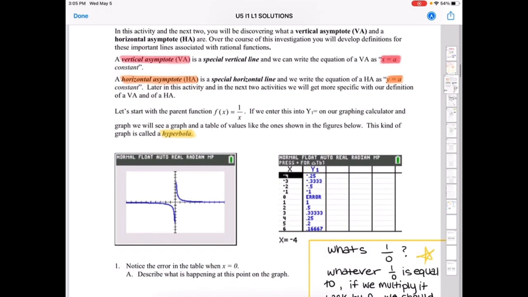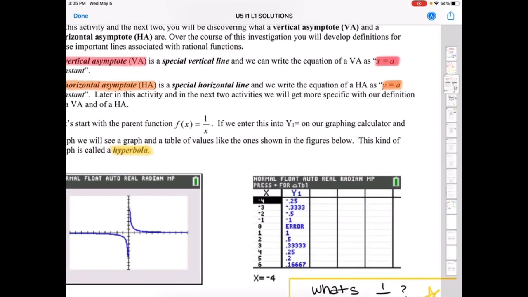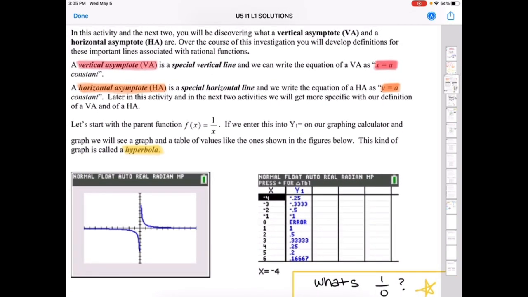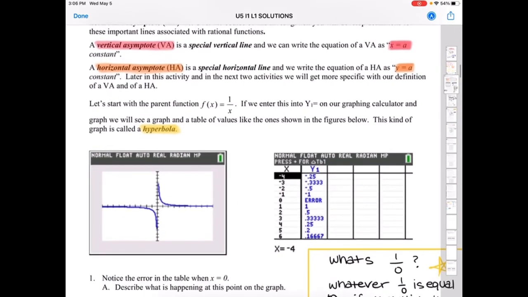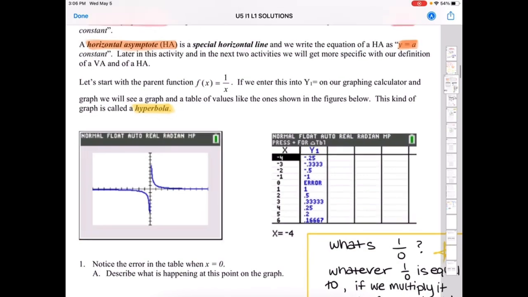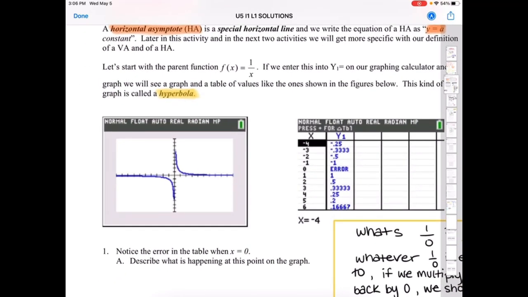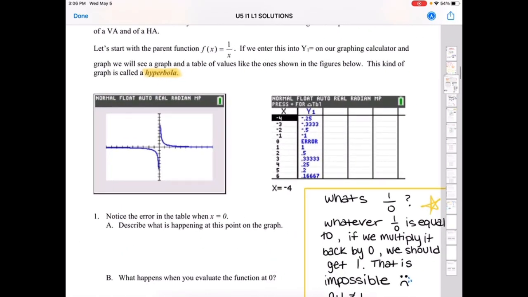So here we are going to be introduced to a vertical and horizontal asymptote. A vertical asymptote is always in x is equal to a form, and a horizontal asymptote is always in y equals a form. A is representing just any number a. And now they ask us to graph the parent function of a rational function, which is 1 over x. So if you did that on your graphing calculators, you'd have these 2 views. On the left, you'd have the graph, and on the right, you'd have the table.